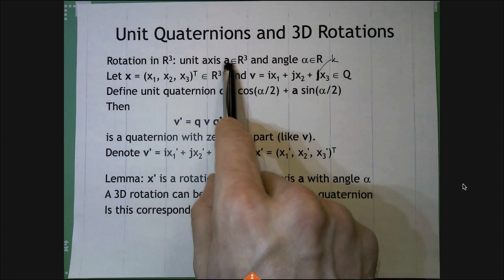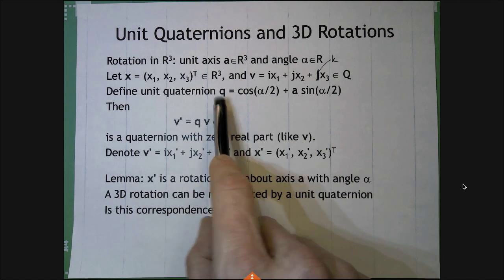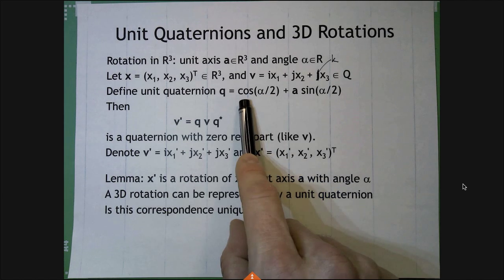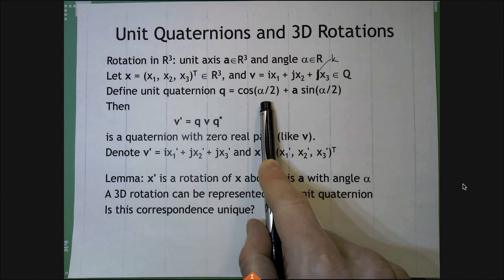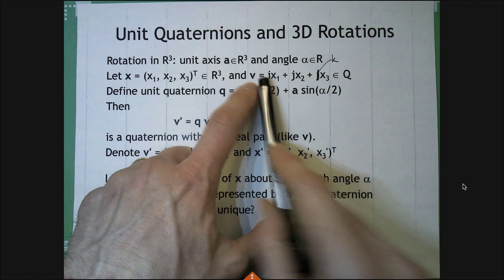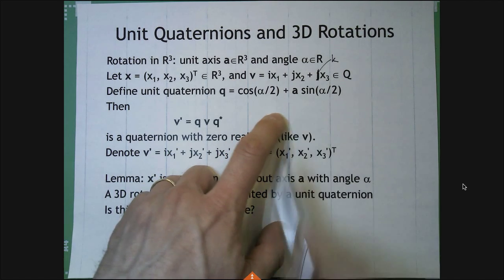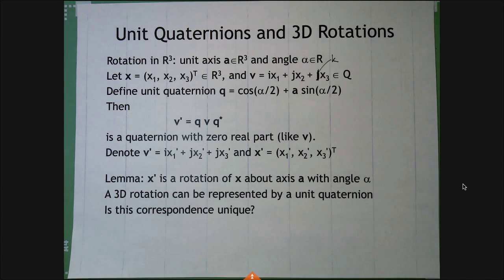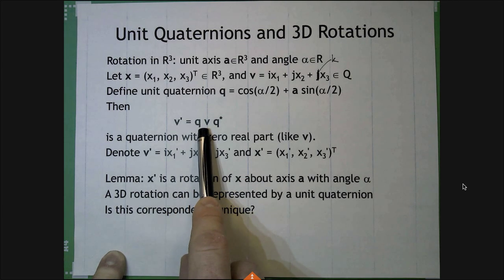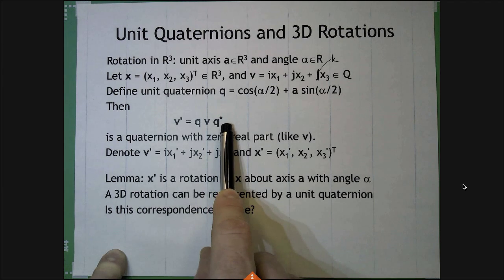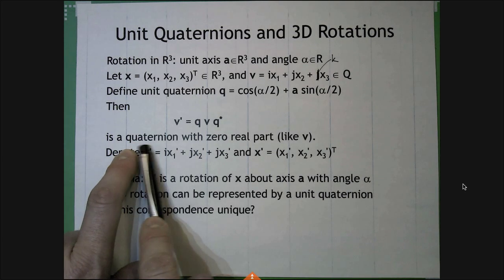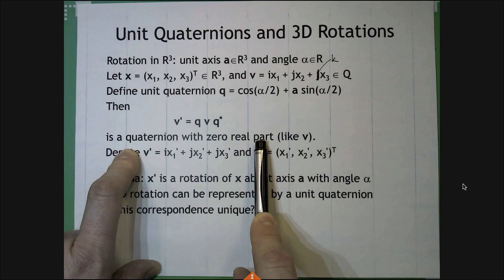Now we have an axis of rotation A and angle alpha, and we define a unit quaternion. You can very easily prove that it's a unit, by the way. It will be cosine of alpha half. Interesting thing, this half. I will have more to say about that later. And A, converted like this to a purely imaginary quaternion, times sine alpha half. If we take this unit quaternion Q and do the quaternion multiplication Q V Q conjugate, we get V prime. And again, you can prove that that will be a quaternion with 0 real part.